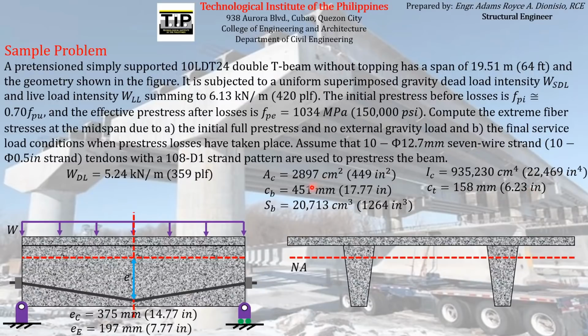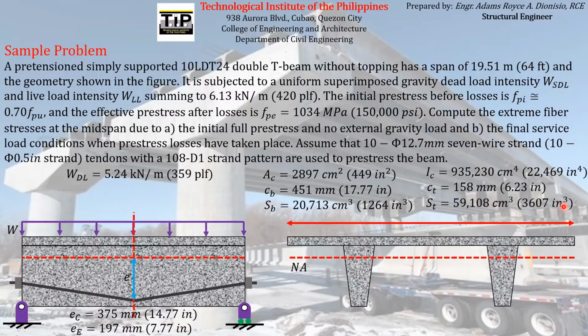And with that, using those CB and the given moment of inertia, we can compute the section modulus at the bottom, 20,7137 centimeter cube or 1264 inches cube. Although actually these are already given. These are the properties of a 10 LDT 24 double T beam, so they are given in the question. As well as the section modulus with respect to the top fiber, 59,108 centimeter cube or 3,607 inches cube.